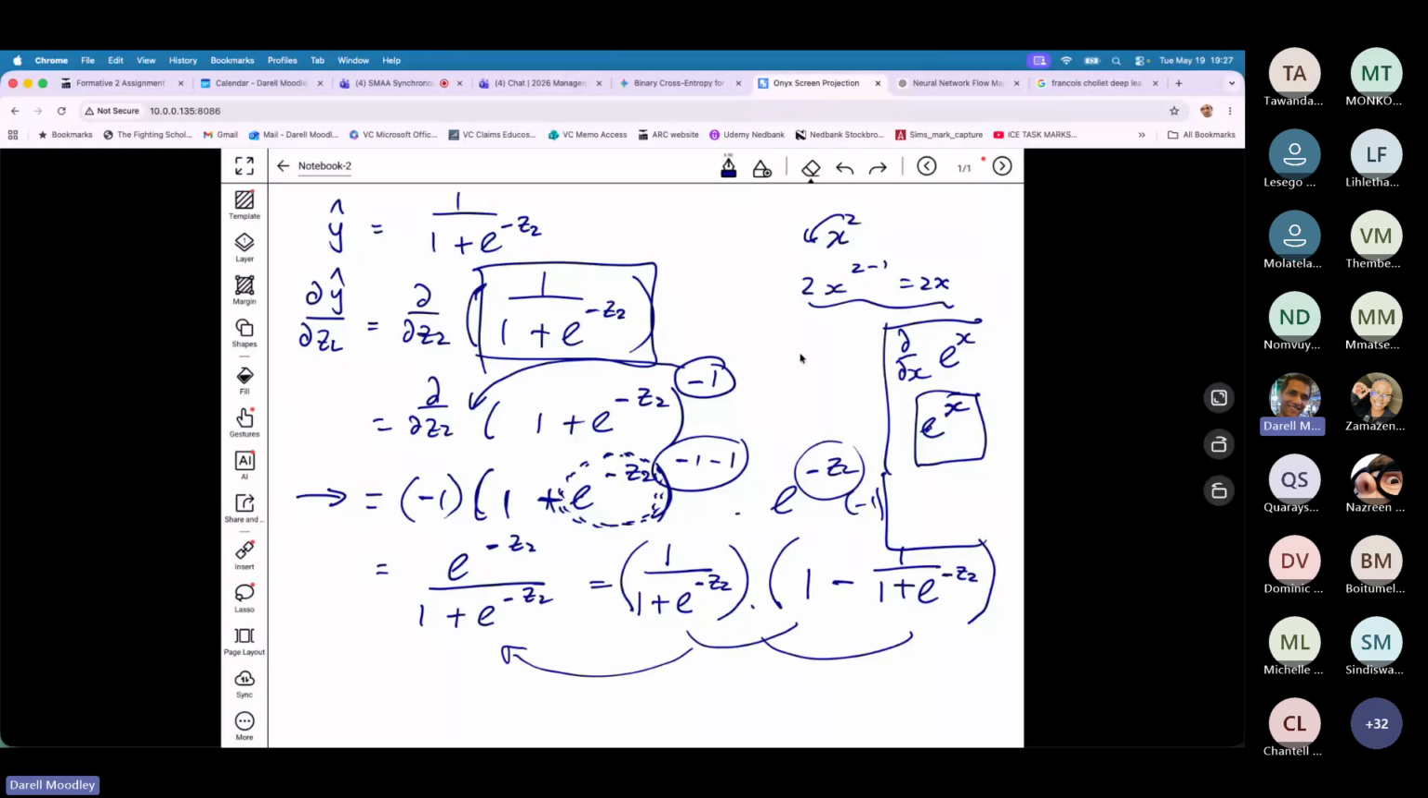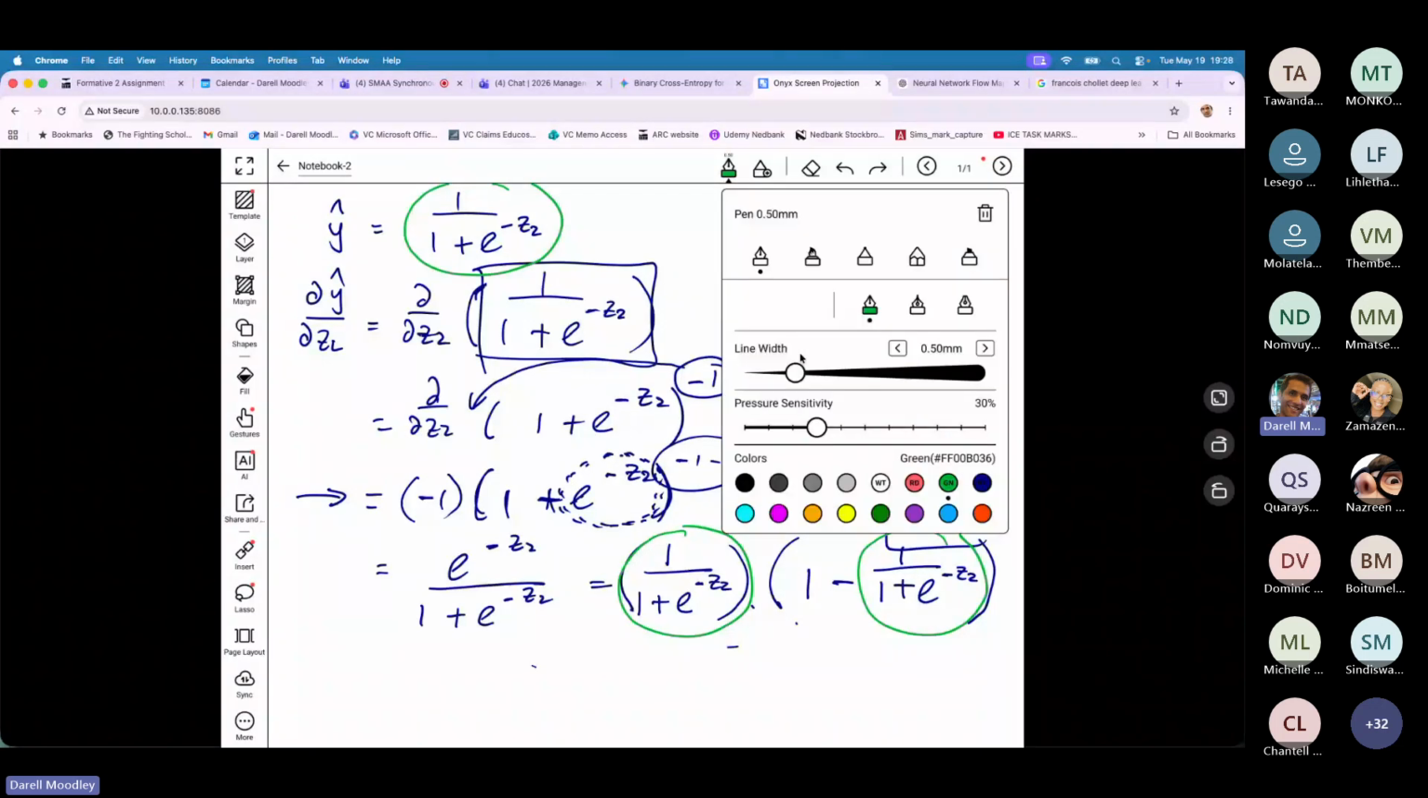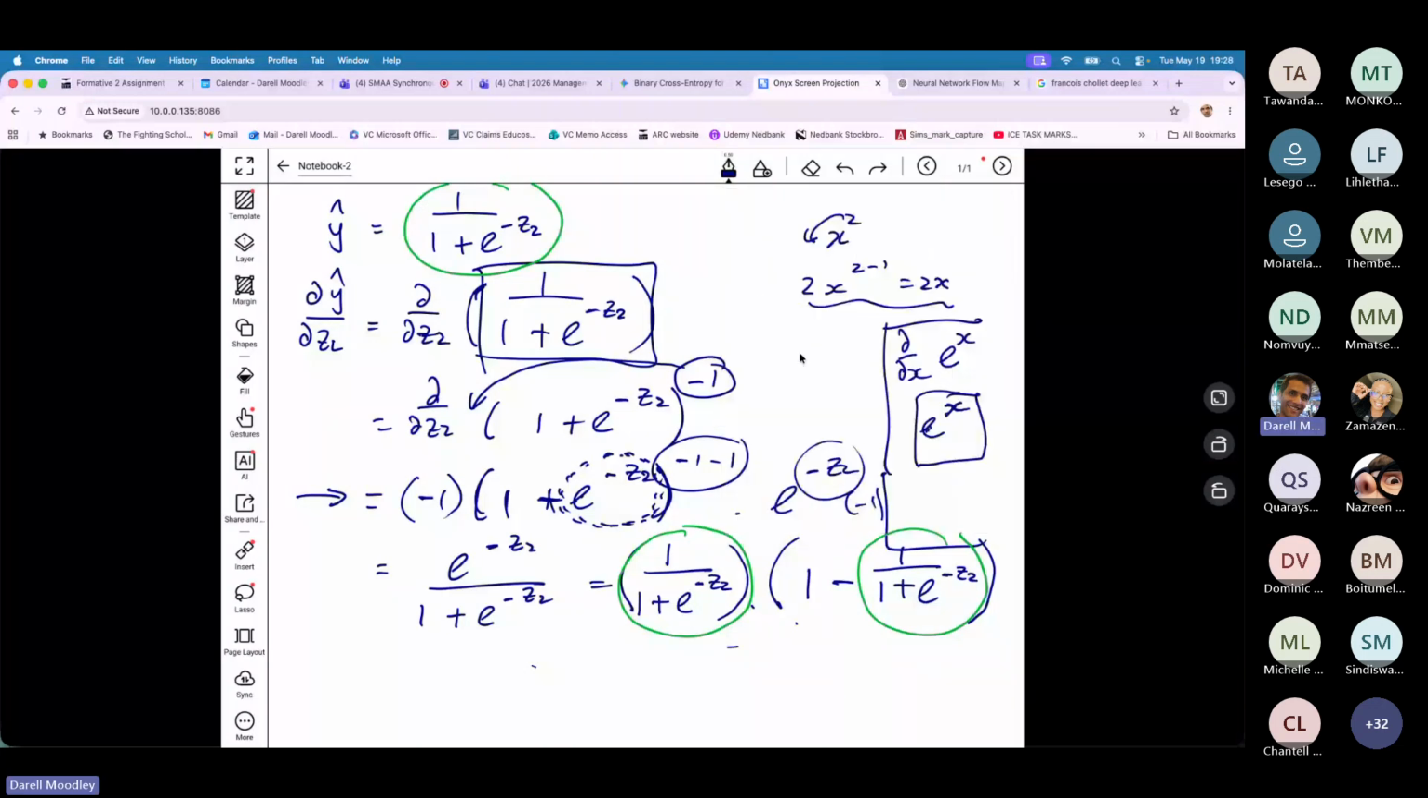That's because if you look at everything in the parentheses, everything I'm going to circle in green, look at this here, and look at this here. It's the same thing as your y hat. It's the exact same thing. So in other words, I can rewrite the derivative as y hat times 1 minus y hat.